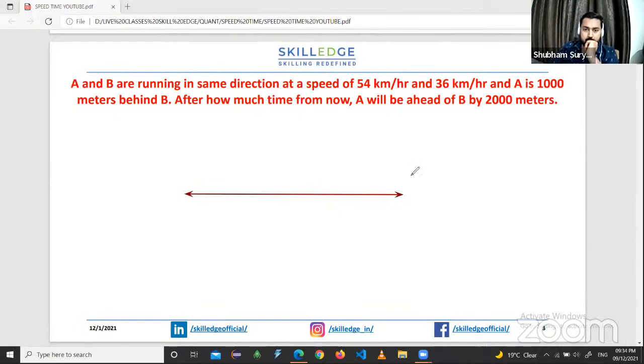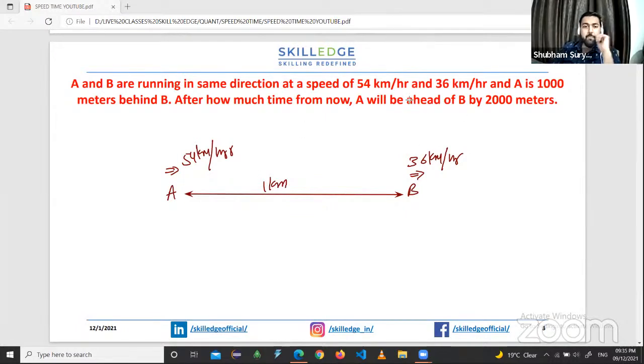Okay. So let's say this is the position of the person B. So A is 1000 meters behind the person B. So let's keep it as 1000 meters over here. Now, person B, the speed is given as 36 kilometers an hour. Let's convert it, or what we can do is we can just convert these meters into kilometers. That will be a bit easy. 36 kilometers an hour, that's the speed of the person B. 54 kilometers an hour, that's the speed of the person A. And this is given as 1000 meters. So let's keep it as 1 kilometer.